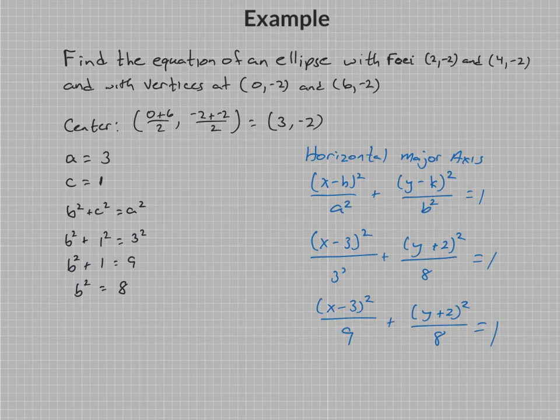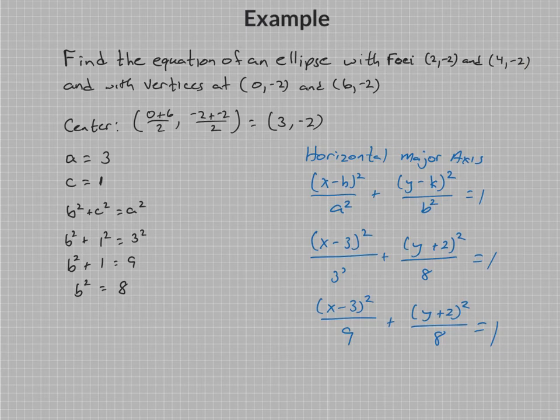In this example, it's going to be going the other direction. This time we want to find the equation of an ellipse, but they're going to give us some information. For example, they're going to tell us that one focus is at the point 2, -2, and the other focus is at the point 4, -2.